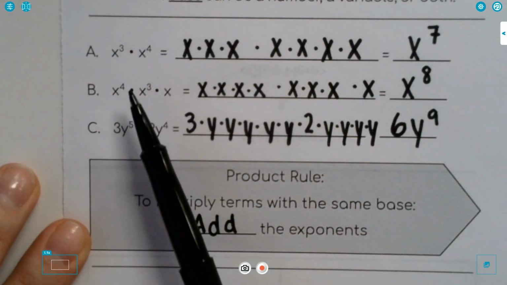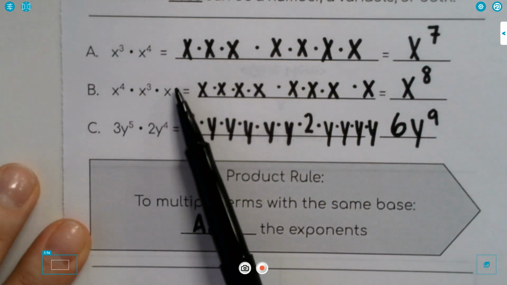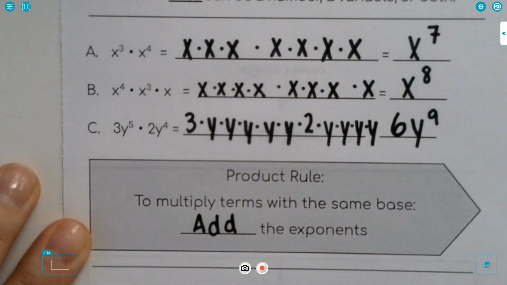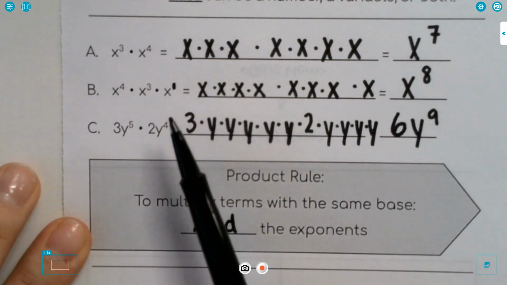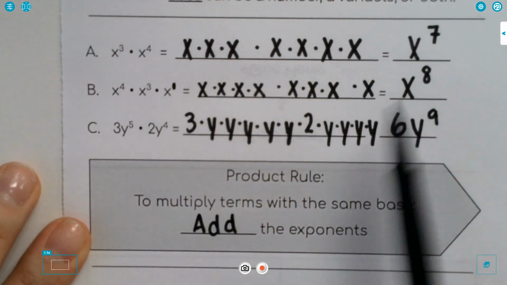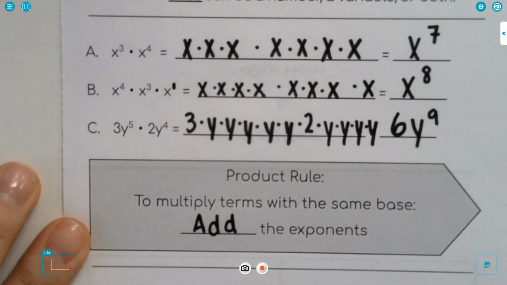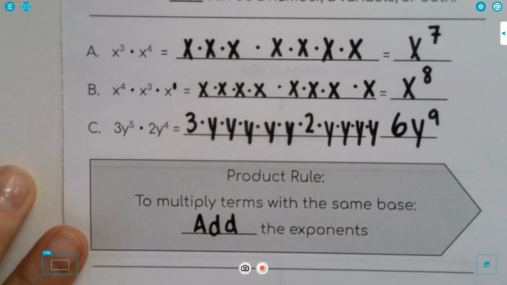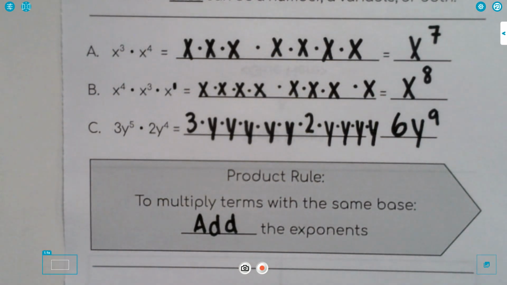This one's kind of tricky. 4 plus 3 plus what exponent is there? A 1. So just like with polynomials we put in our imaginary ones, we're going to want to put in imaginary ones today. So 4 plus 3 plus 1 is 8. And then 5 plus 4 is 9. Awesome. So that is one of your exponent rules that you guys will be using today.